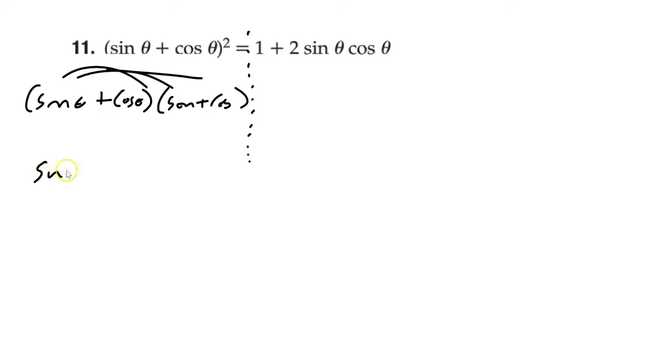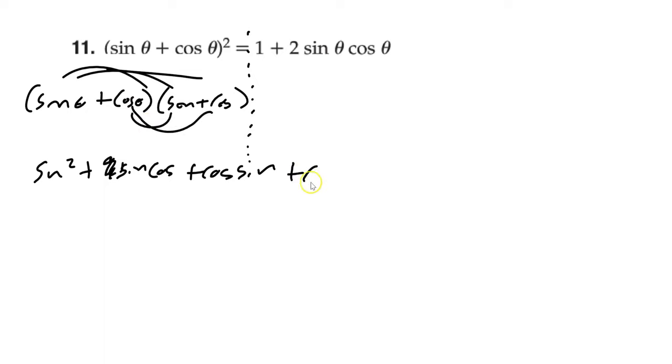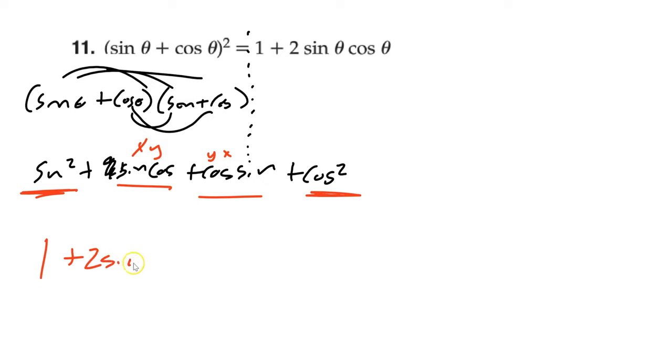Distribute: sine squared plus sine cosine plus cosine sine plus cosine squared. So let's look at this. Right here I have sine squared and I have cosine squared. Sine squared plus cosine squared, 1. Right here I have sine cosine plus cosine sine. It doesn't matter which one goes first. They're the same thing, right? Sine cosine and cosine sine are just two things to be multiplied. It's like saying x times y or y times x. It doesn't matter. So you get 2 sine cosine. Hey, and they match.